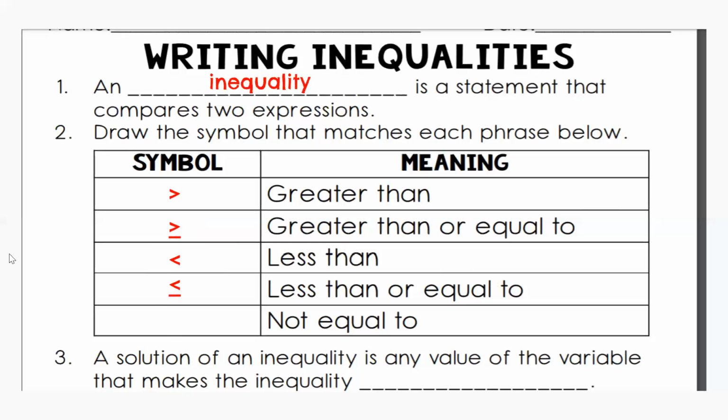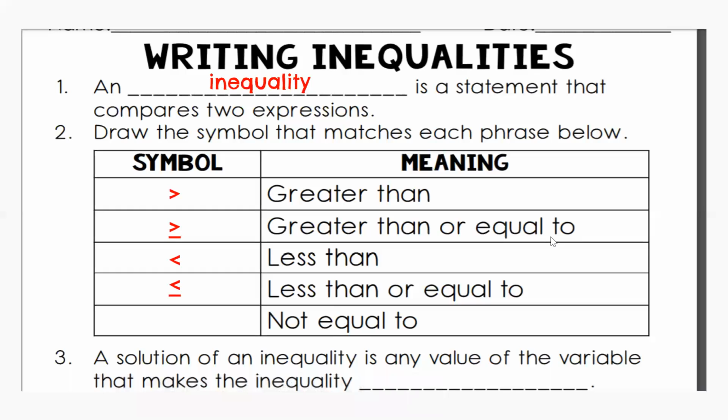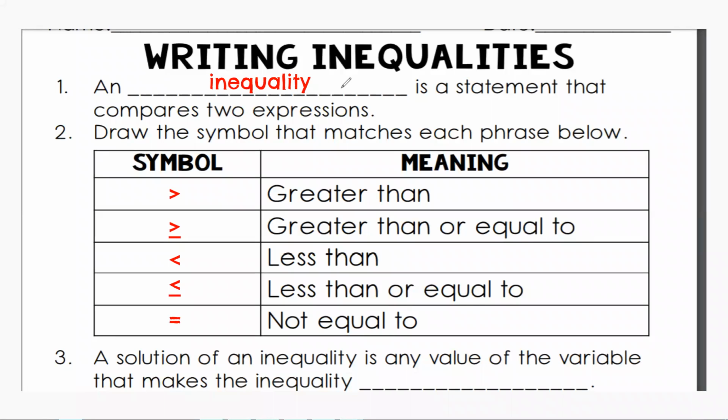And then same thing, less than or equal to, it's the less than symbol underlined. And then the last one, I messed this up. I just realized this is supposed to be not equal to. So it's an equal sign, but what you do is, and I'll draw it for you guys right now, you draw a line through the equal sign. So it is not equal to.